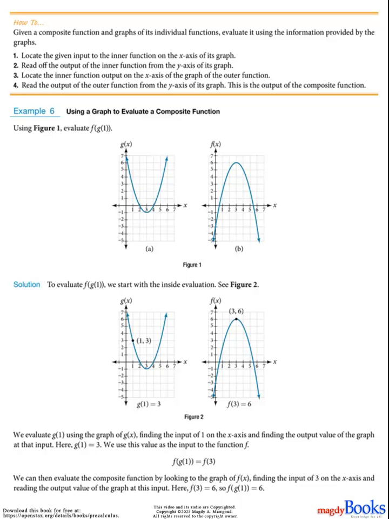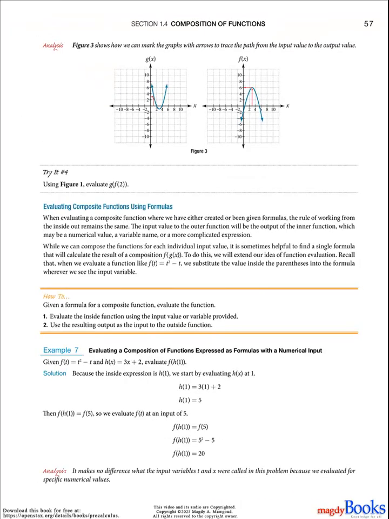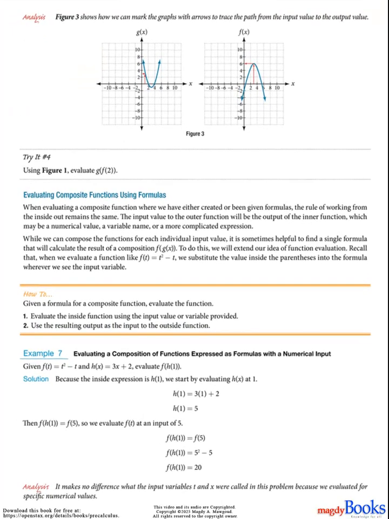Here, f of 3 equals 6, so f of g of 1 equals 6. C. Analysis. Figure 3 shows how we can mark the graphs with arrows to trace the path from the input value to the output value. Figure 3. x, g of x. Figure 3. x, f of x.